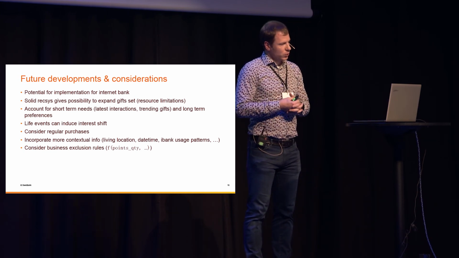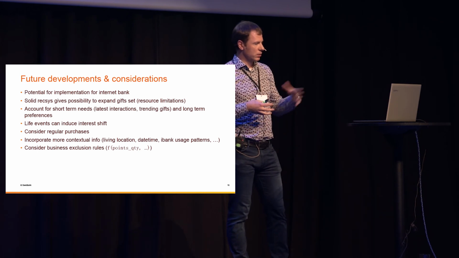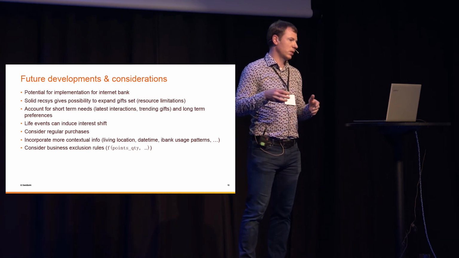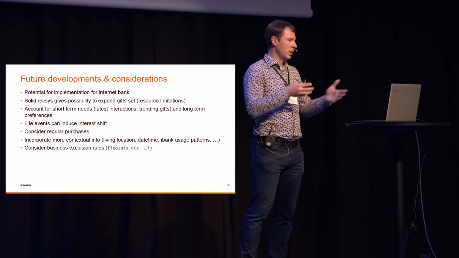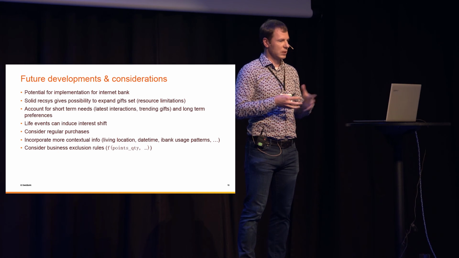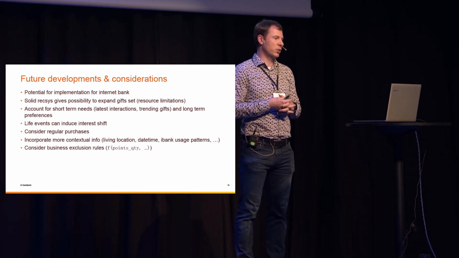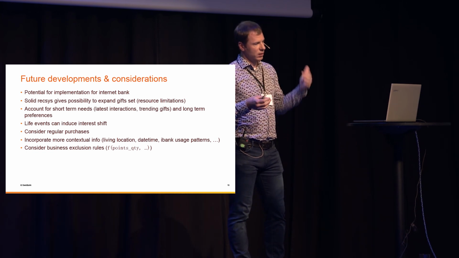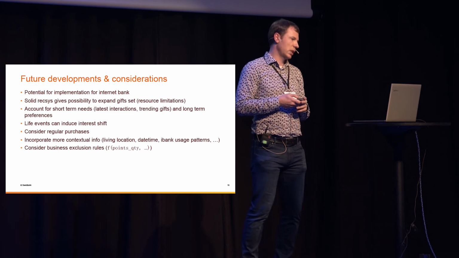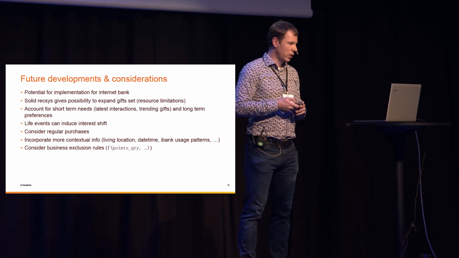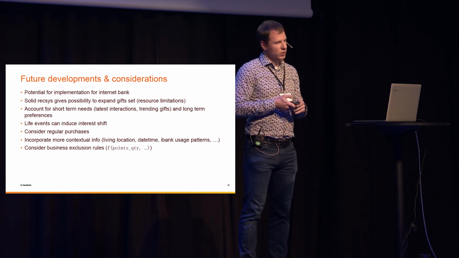Also, I thought that we should differentiate between short-term needs, like latest interactions and trending gifts, and long-term preferences. For example, I have a long-term preference towards technology, but in the short term I have some need which needs to be delivered. Then life events can introduce shifts in interest. For example, if you get a child, previously maybe I was not looking at this category, but now I also look at child-related gifts. Then we talked about regularity, about contextuality, and also some basic business rules.